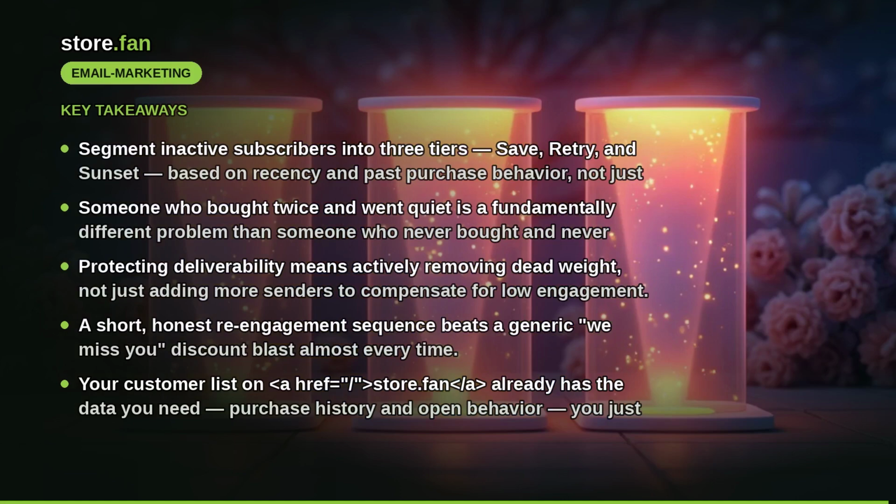Your customer list on the store.fan store already has the data you need: purchase history and open behavior. You just have to look at both together.